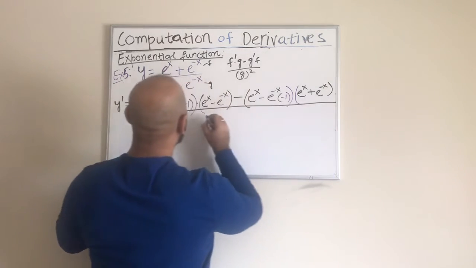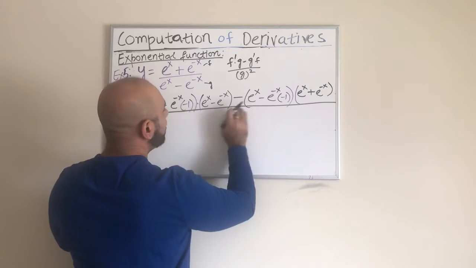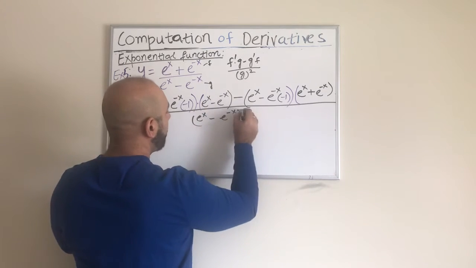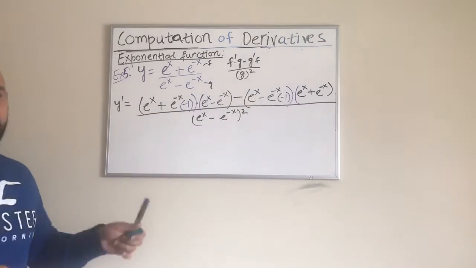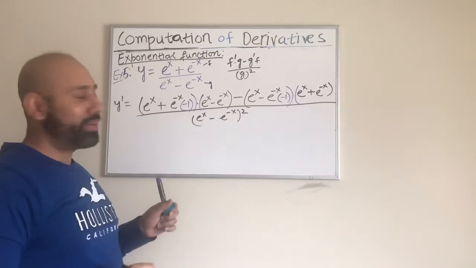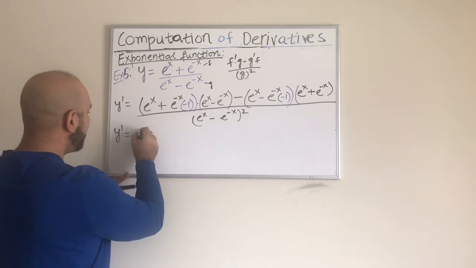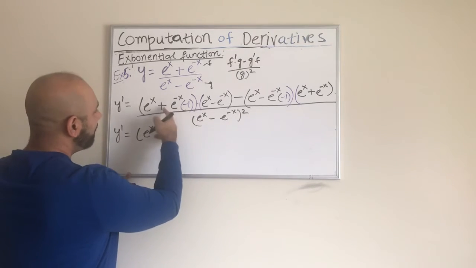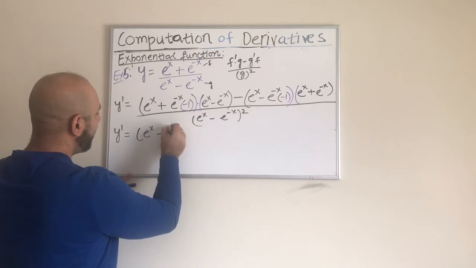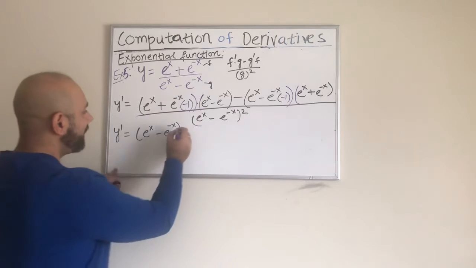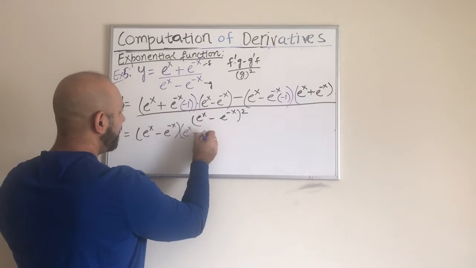I have to divide this by the square of the denominator, which is e to the x minus e to the negative x whole square. We cannot leave it like that. We have to simplify, okay? So let us go ahead and simplify and see how far we can get from there. This is going to be e to the x, and plus times minus is just minus e to the negative x. That is the first one. And then I still have to multiply that with e to the x minus e to the negative x.